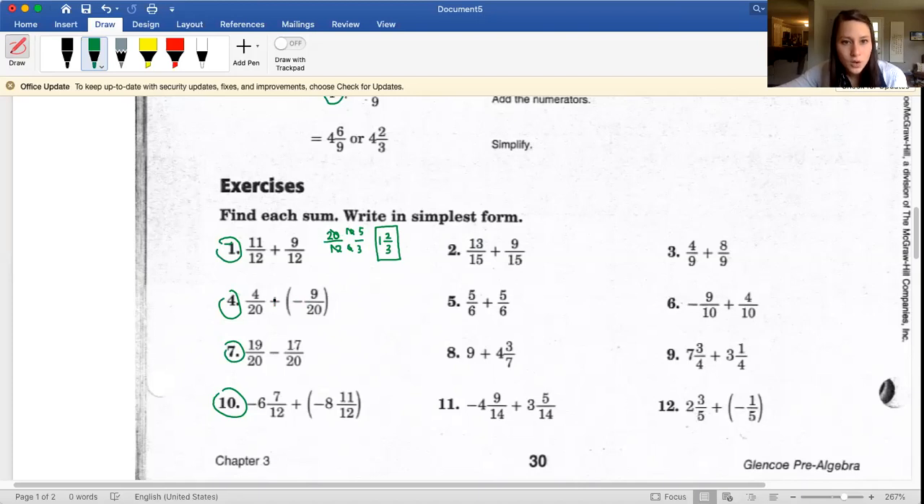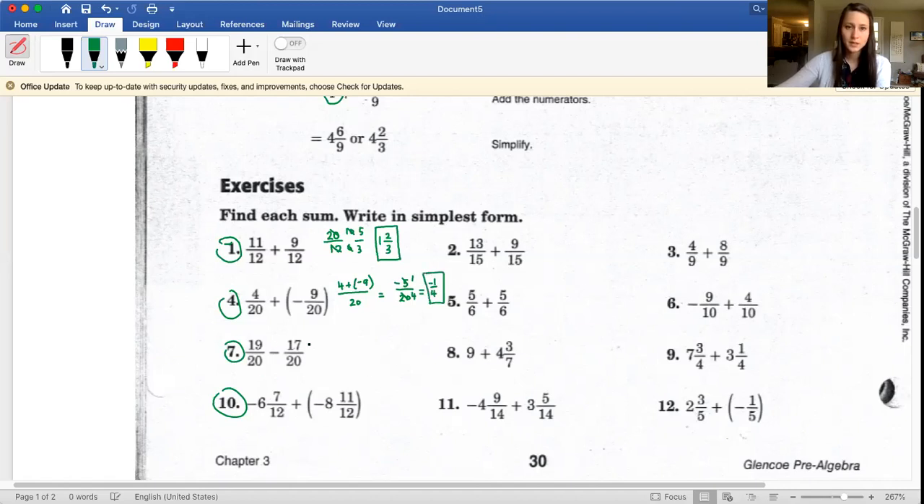Number 4, so looking at this, I might just write my numerators on top: 4 plus negative 9 over 20. So this is where bringing that negative into the numerator might help you out a little more than in multiplication and division. So 4 plus negative 9 is negative 5. Negative 5 over 20, I can reduce this as 1/4. So the answer is negative 1/4.